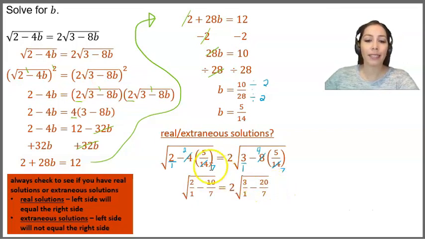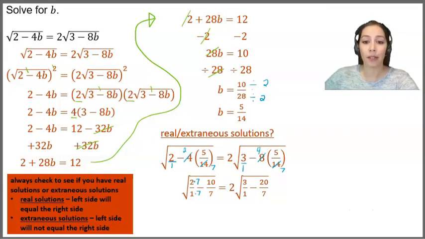So when I write this all nice and neat, I really have 2 over 1 minus 2 times 5 is 10 over 7. Then I have 2 on the outside, 3 over 1 minus 4 times 5 is 20, all over 7. Then from here, I just have to find a common denominator when I am adding or subtracting. So a common denominator between 1 and 7 would be 7. So I would multiply 1 by 7 to get that denominator.